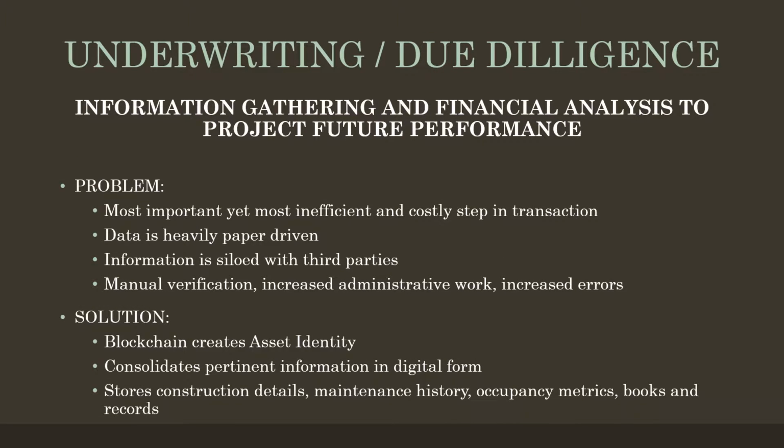The second step is underwriting and due diligence. This is where information about the asset is gathered and analyzed to project future performance and decide whether the asset would be a good purchase. This is the most important yet inefficient and costly step in the transaction. Diligence periods range from 60 to 120 days. Buyers and sellers gather and share information that is typically paper-driven. Documentation is heavily siloed by third parties. Surveys, environmental studies, and property condition reports are manually verified, which increases the amount of administration work, which tends to increase errors and omissions.